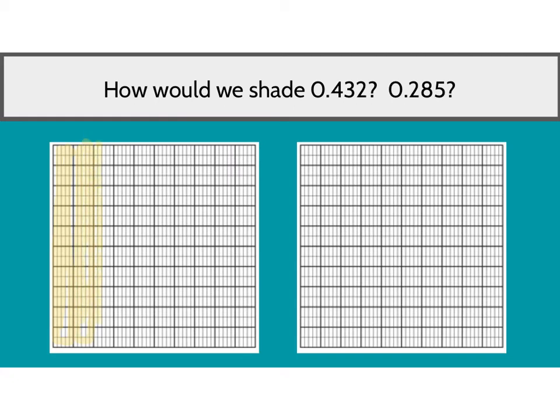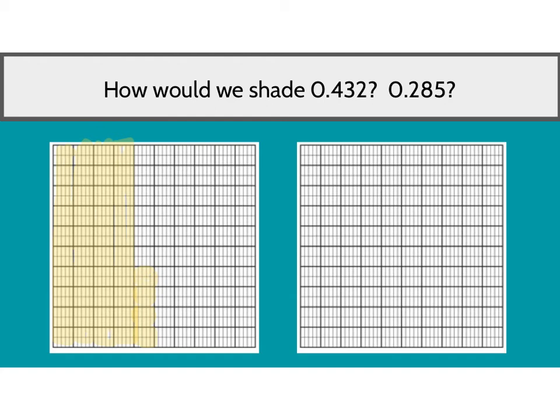1, 2, 3, 4. So we'll shade all of that in. And now we're going to move to the next place over, which is a 3 in the hundredths place. Now remember, the hundredths are going to be these squares. So we would need 3 of those shaded in.